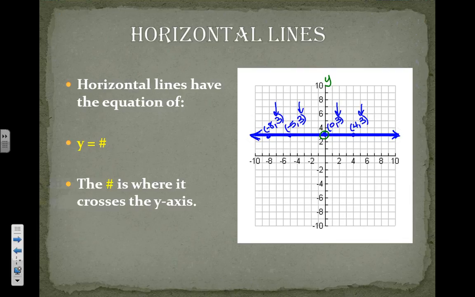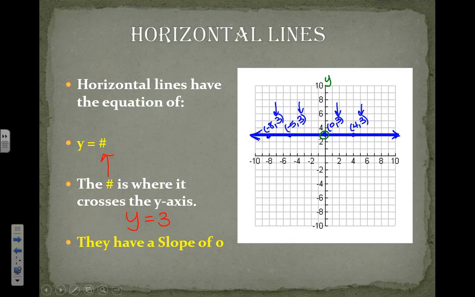The number in the horizontal line equation is found by finding where your line crosses the y-axis. In this case, this line's equation is y equals 3. Every horizontal line will always be written as y equal to a number, and that number is represented by where your line crosses the y-axis.